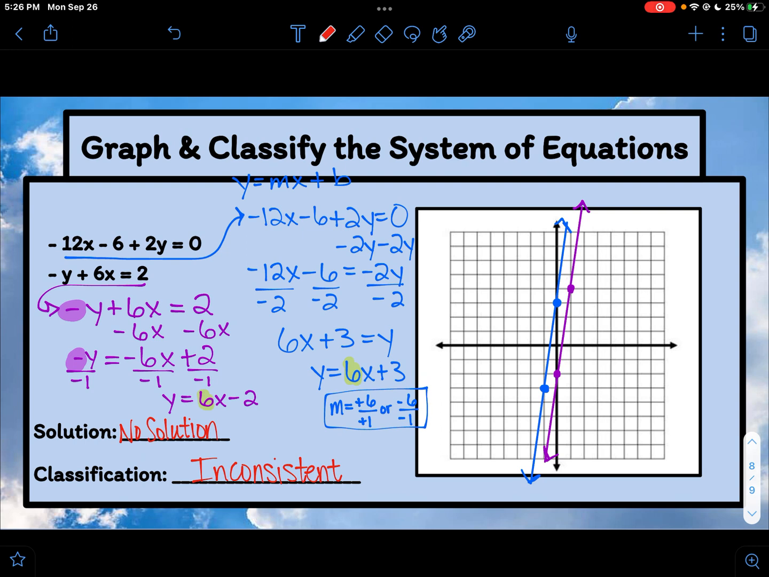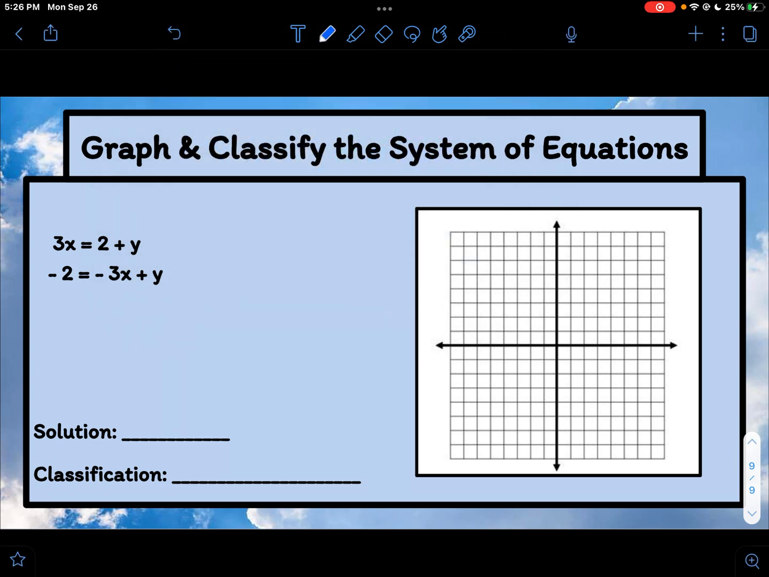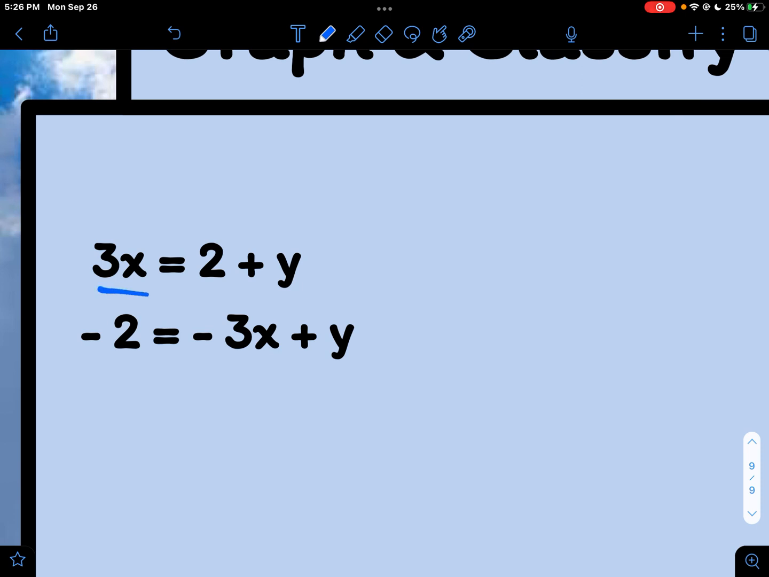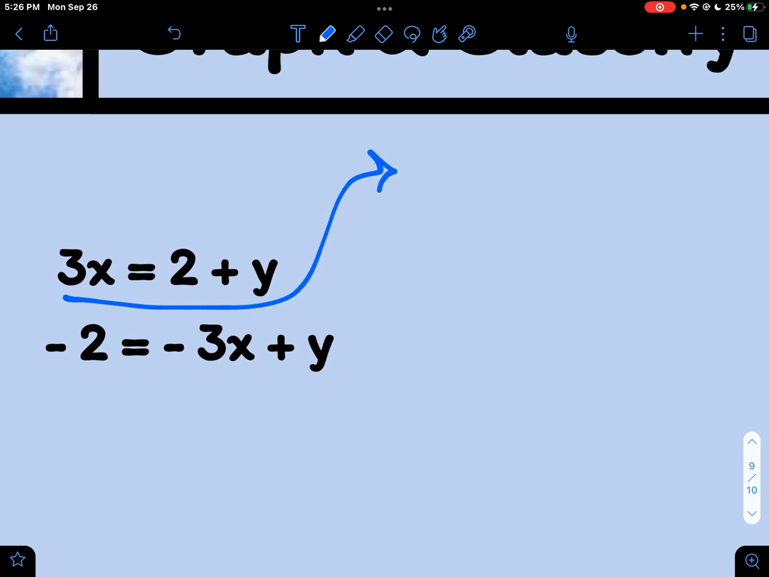Okay. One left. I bet you can't guess what it's going to be. All right. Let's do our work here. Let's make sure we copy the problem right.